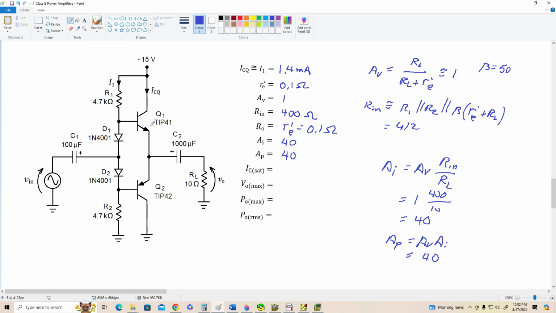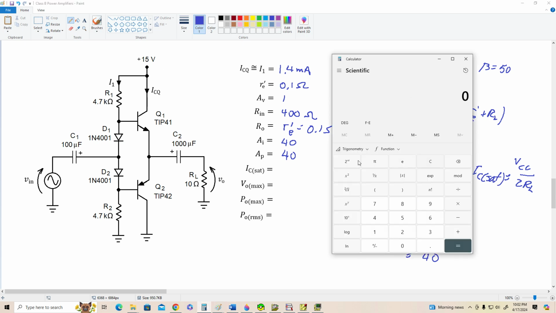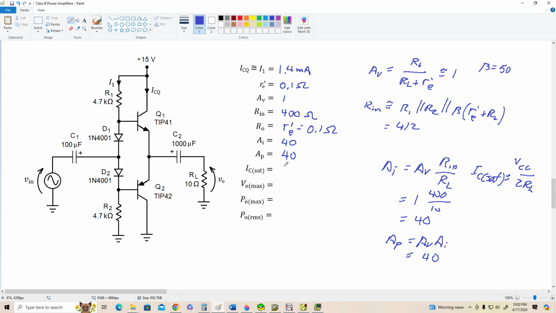Now what's IC sat? Well, remember IC sat is approximately equal to VCC over 2 RL. Okay, so 15 volts divided by 20. 15 divided by 20 is about 750 milliamps. Okay, so IC sat is 750 milliamps. All right, VO max is approximately 1/2 of VCC, so that's 7.5 volts.